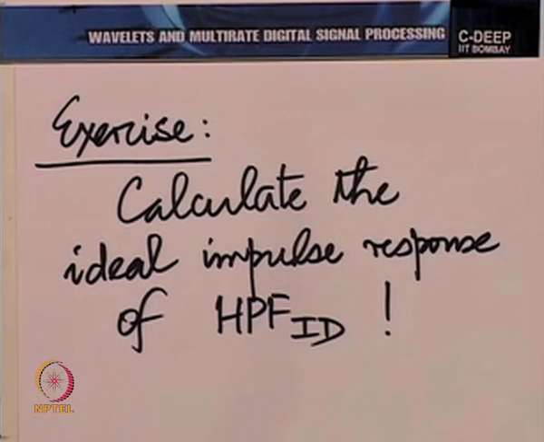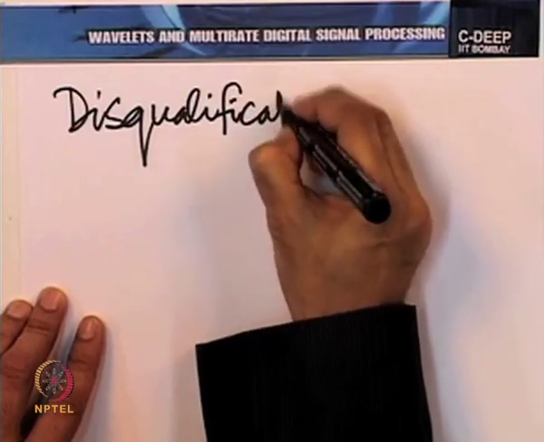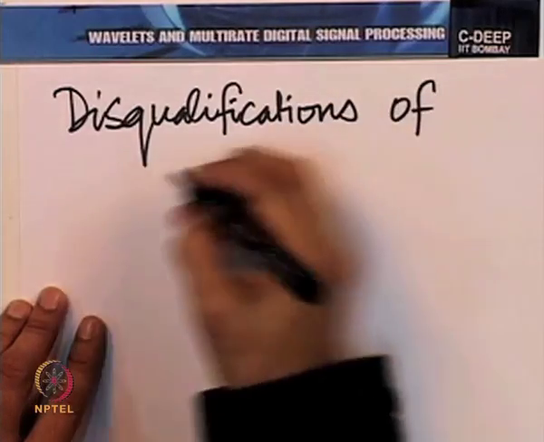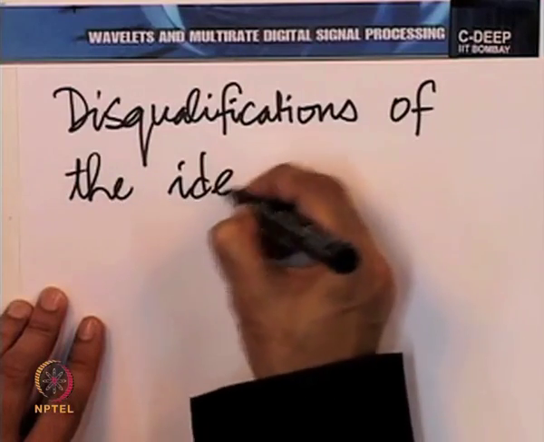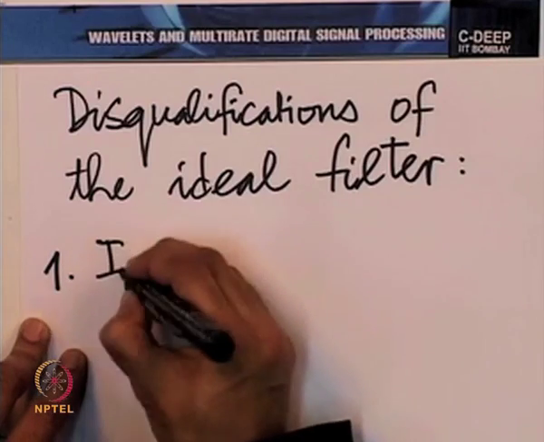Easy to do once one has a basic introduction to the inverse discrete time Fourier transform from a basic introduction to discrete systems. Anyway, the point was, if we looked at this impulse response, there are three things that forbid one from realizing this filter. Coming back, the first thing was infinite non-causality. The disqualifications of the ideal filter. Point number one, infinite non-causality.